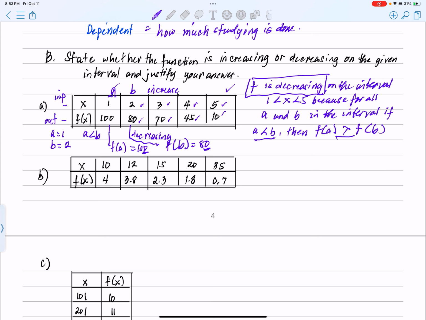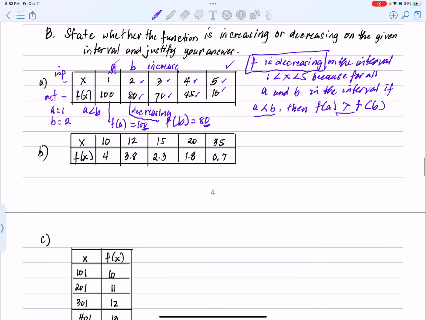Okay? Let's look at letter B. Let's look at the input first.